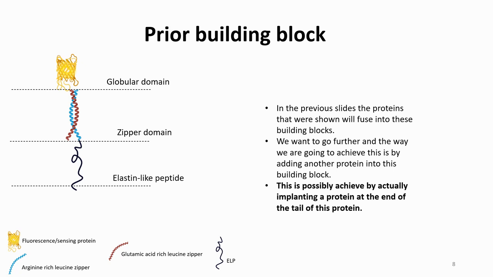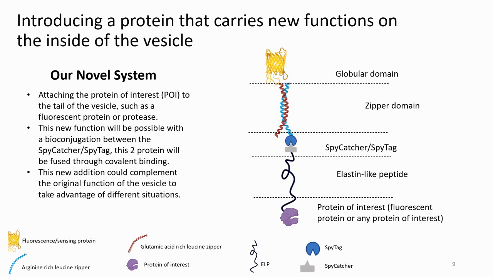However, an exciting possibility lies in enhancing this block by introducing another protein, thereby enabling it to perform two distinct functions simultaneously. This addition will significantly expand its capabilities and potential, and this will be made possible by actually implanting a protein at the end of the tail of this protein. So this is a possible new structure that we are hoping to develop.